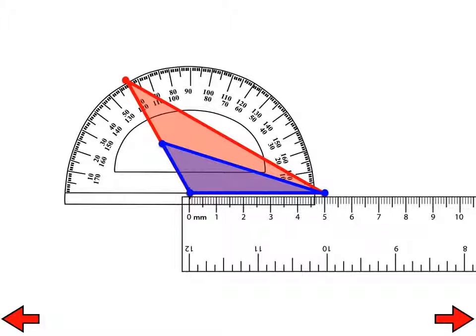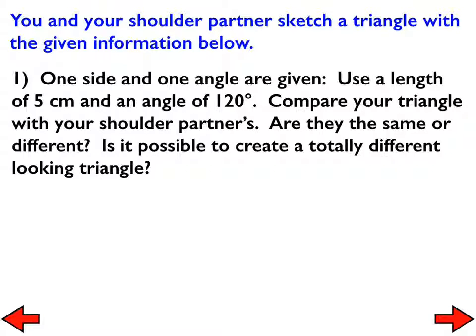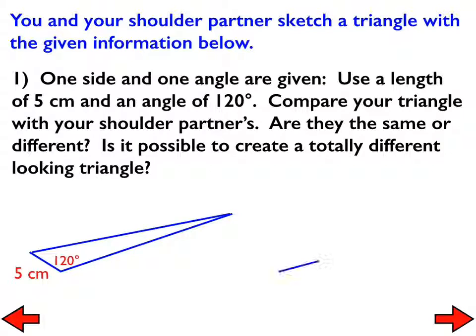Do you agree that those are different triangles? They don't match exactly on top of each other, right? This one is smaller and flatter, but it still has the 5, and it still has this angle matching. They're both 120. So what I would like you to write on your notes is that the triangles are different. You can draw a big one like this or a small one like this. Go ahead and sketch that on your paper just so you have an example, and then write many triangles are possible.